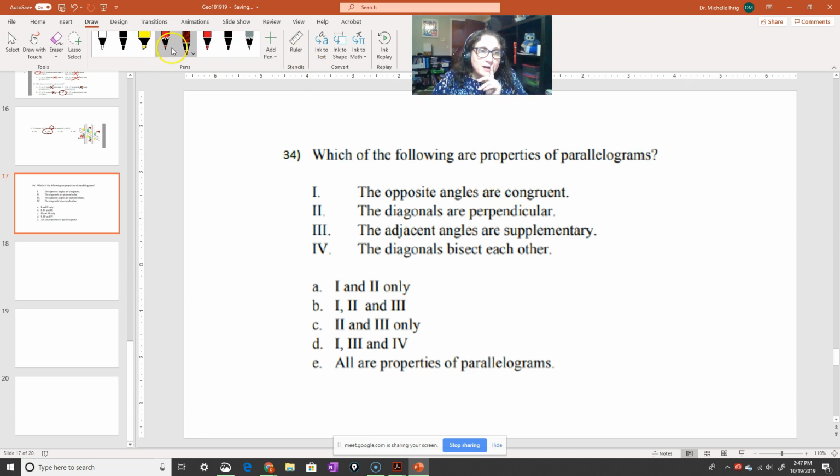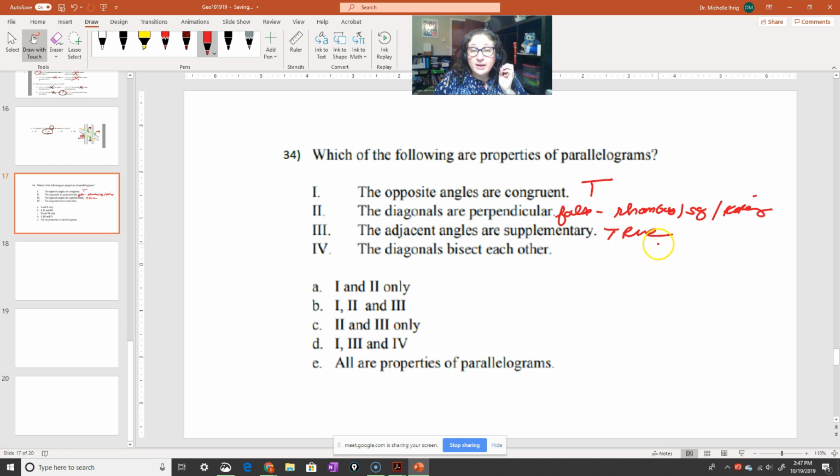Opposite angles are congruent. That is true. Diagonals are perpendicular. That is false. That is only for rhombuses, squares, and technically kites. Adjacent angles are supplementary. That is true. Diagonals bisect each other. That is false. That is only for rectangles and squares.